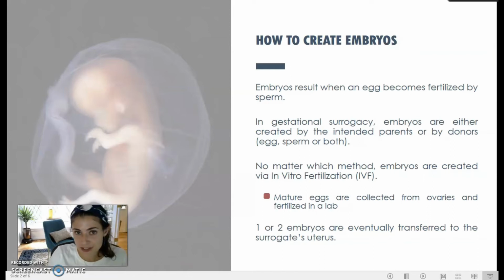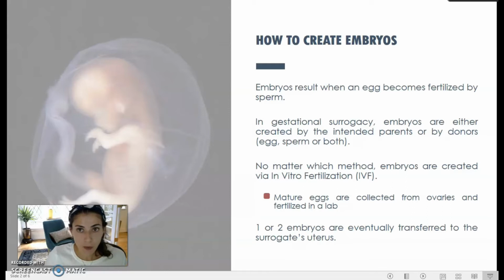So every surrogacy journey begins with an embryo. And before we start a surrogacy journey, we have to create embryos. And embryos essentially result when an egg becomes fertilized by a sperm. And in gestational surrogacy, embryos are created either by the intended parents, so the egg of the intended mother, or by donors. So there might be an egg problem, there might be a sperm problem, or there might be a problem with both. Or if you're a male same-sex couple, neither of you guys have eggs, so you need to get an egg from a donor.